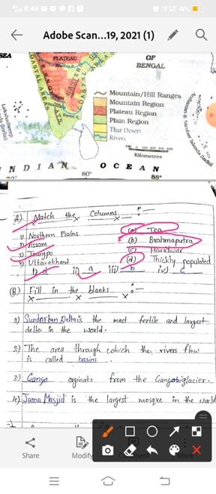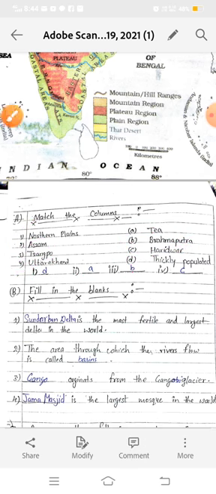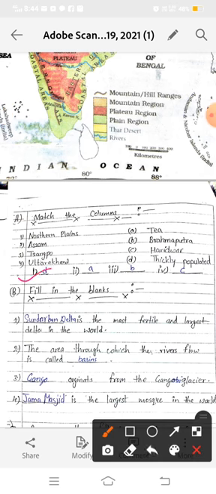So the third one is B, and Uttarakhand will match with Haridwar. It is a Devbhumi. Haridwar is also called Devbhumi. So Uttarakhand will match with the C option. You can see clearly here: one will match with D, second will match with A, third will match with B, and fourth will match with C.